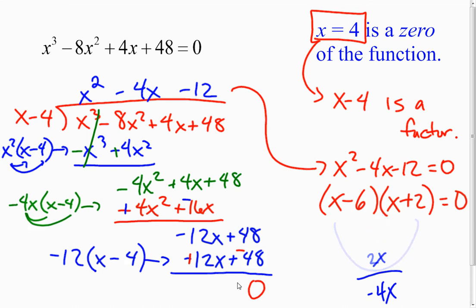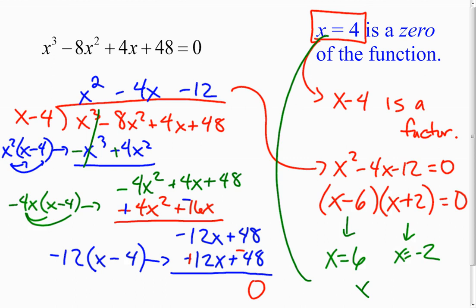So then at that point, this is going to give me x equals 6. This is going to give me x equals negative 2. Plus the original one down here, x is going to equal 4.